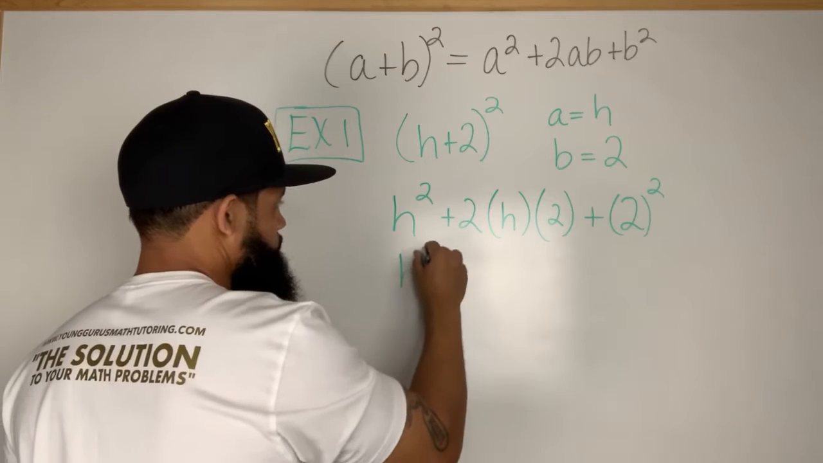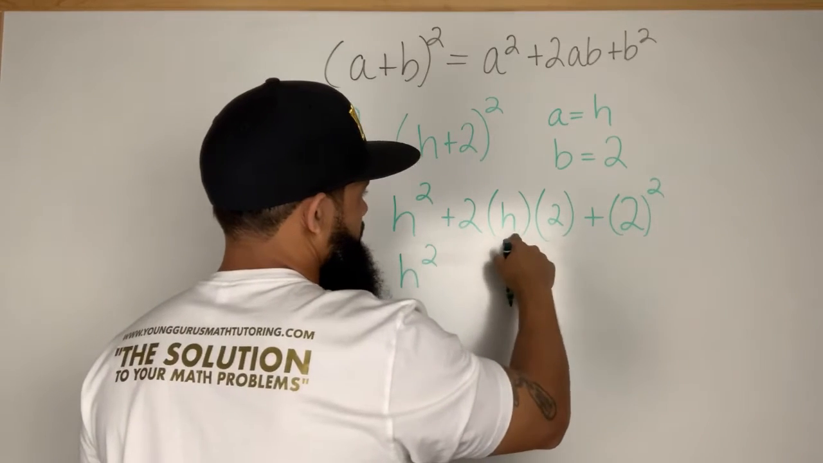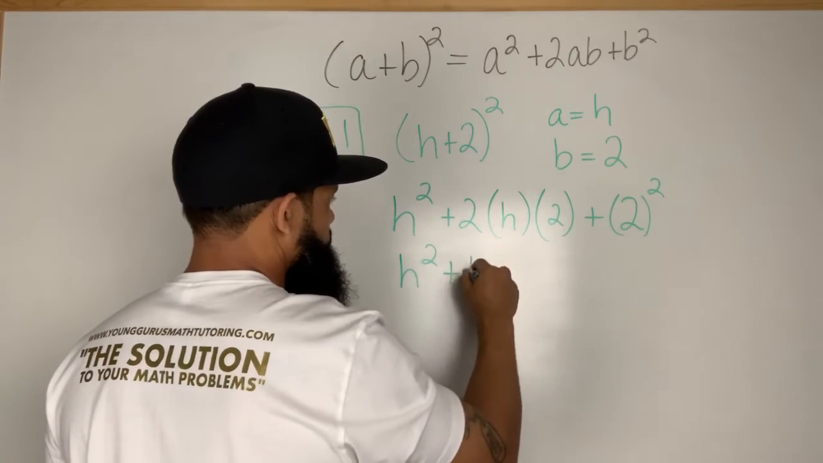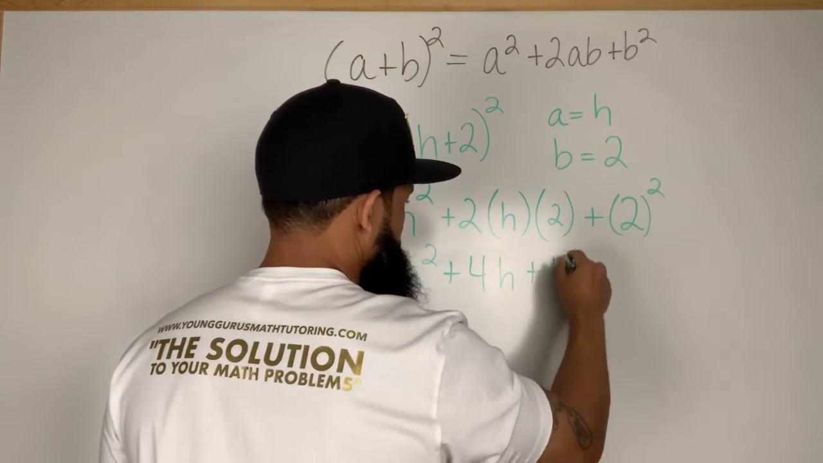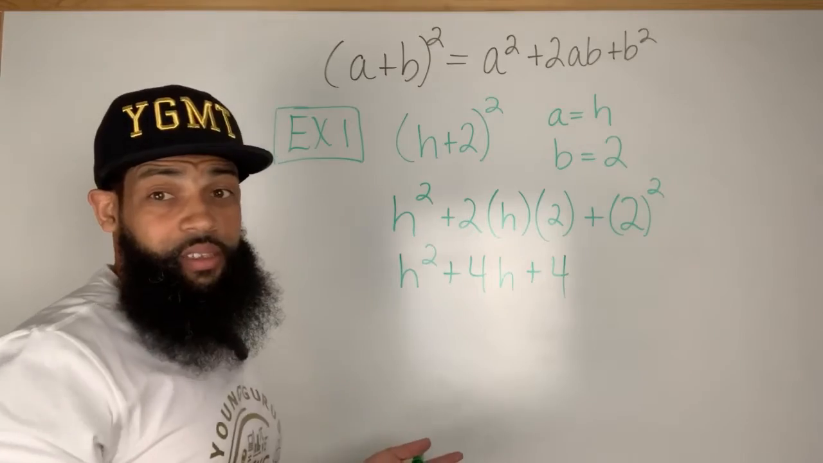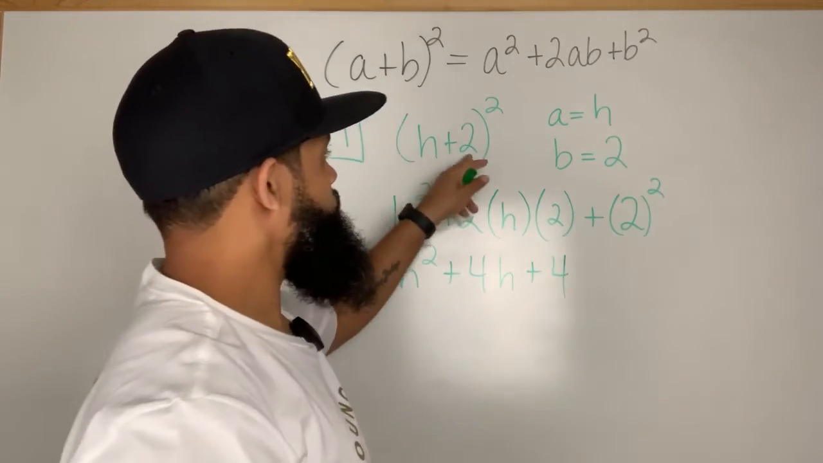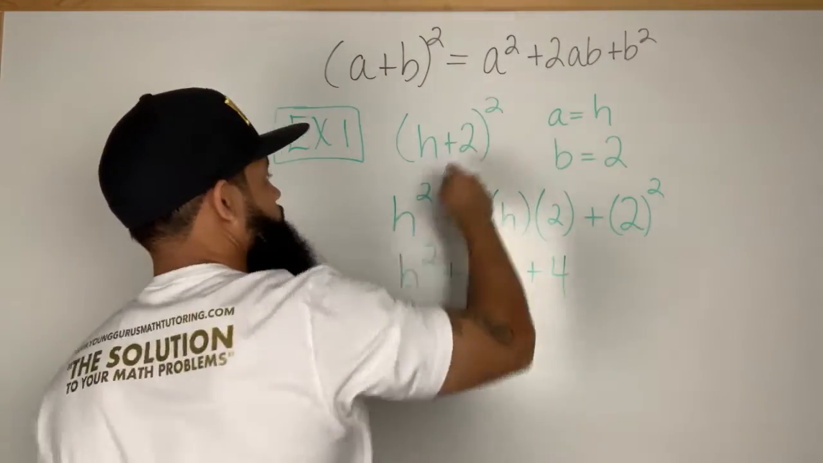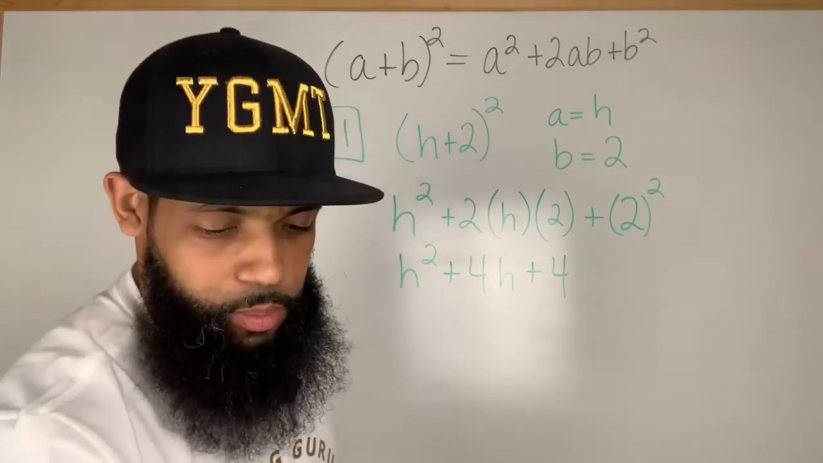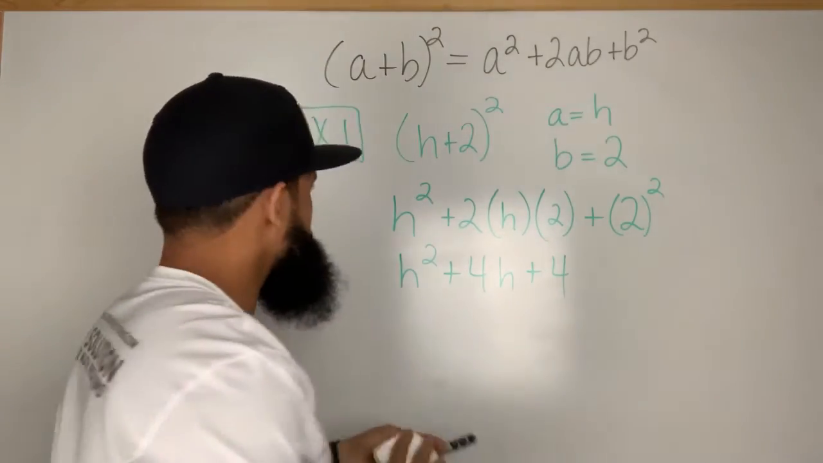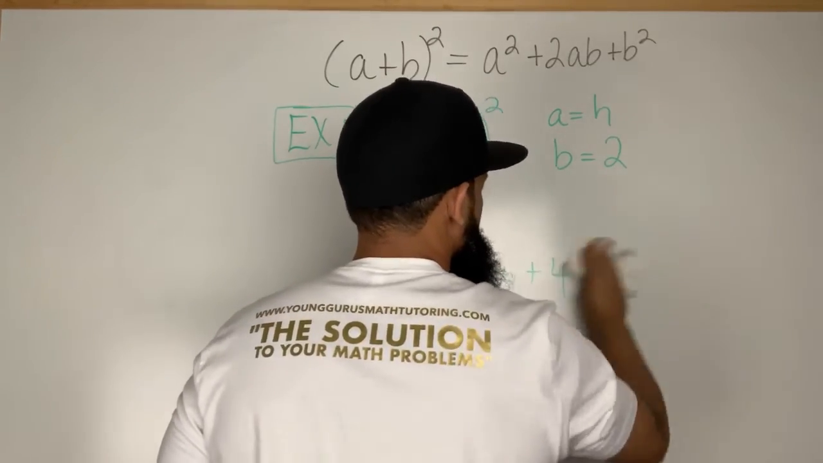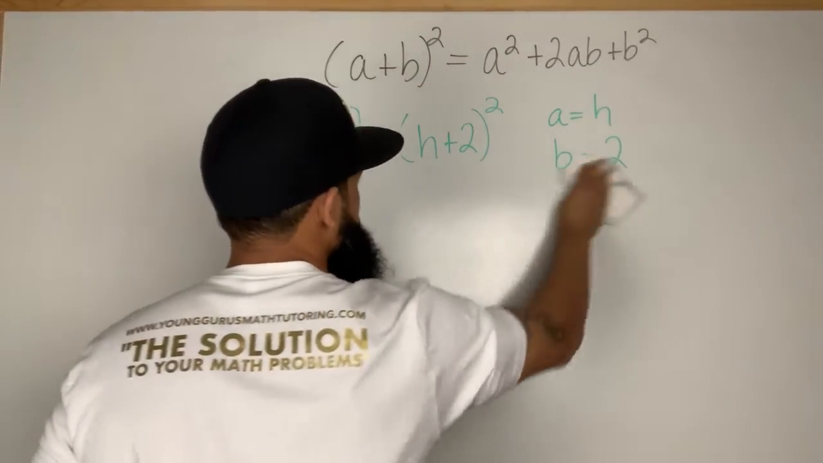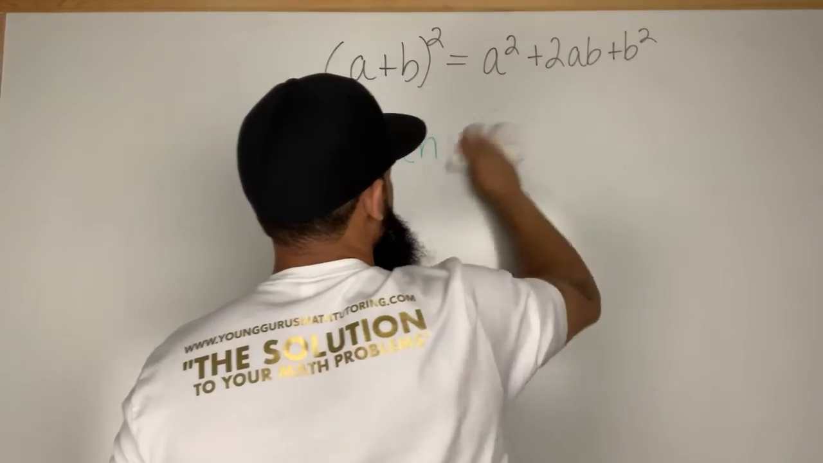H squared is h squared. 2 times h times 2 is 4h, and then 2 squared is 4. All right, and that's it. You find out what your a and your b is, and then follow the pattern. That one seems probably fairly simple, so we'll do a couple more examples just so you can see some that may be a little more intricate. I know all of them aren't that simple.